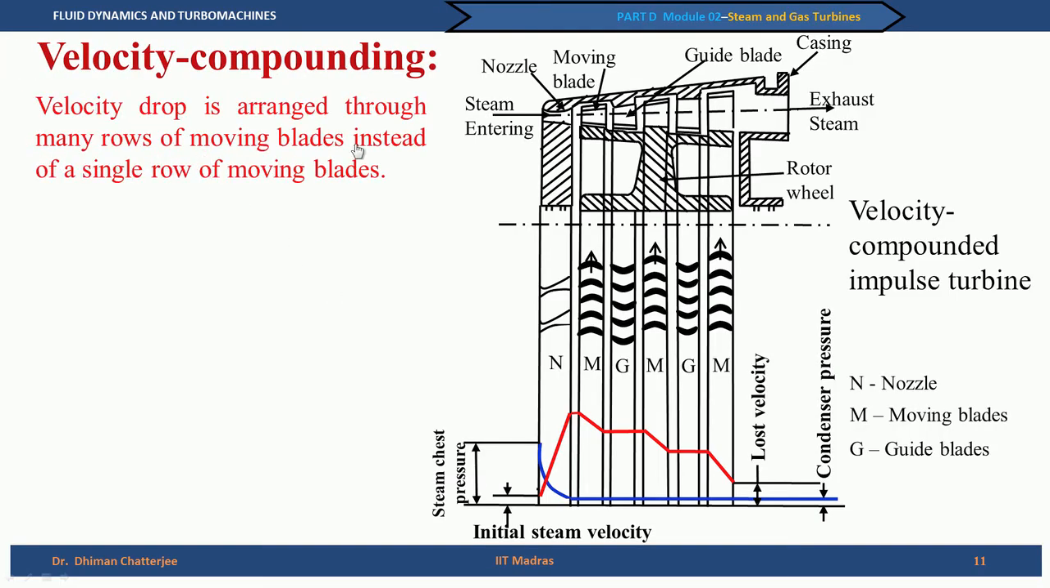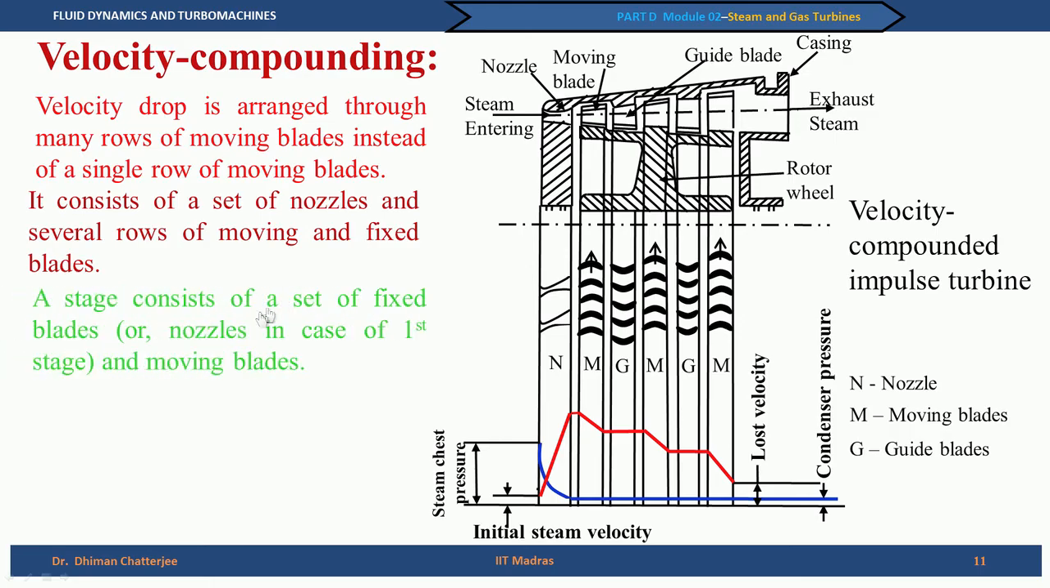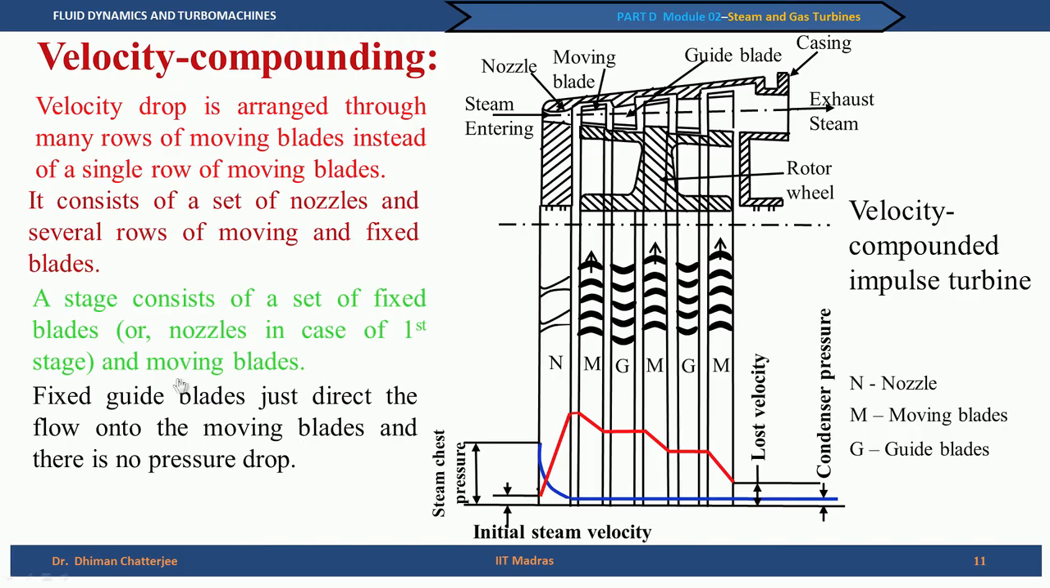So, velocity drop is arranged through many rows of moving blades instead of a single row of moving blades, and it consists of a set of nozzles and several rows of moving and fixed blades, as we just now saw. A stage consists of a set of fixed blades or nozzles in case of the first stage, and moving blades. This is important: only in the first stage, I repeat, there are nozzles, and otherwise it has the guide blades or fixed blades or stationary blades or simply the stator. Fixed guide blades just direct the flow onto the moving blades and there is no pressure drop. This type of turbine is called the Curtis turbine.